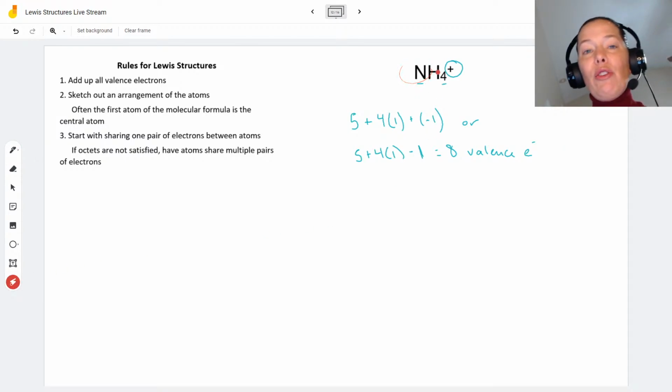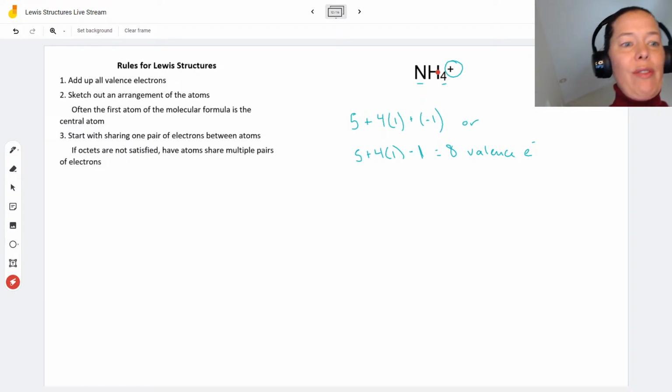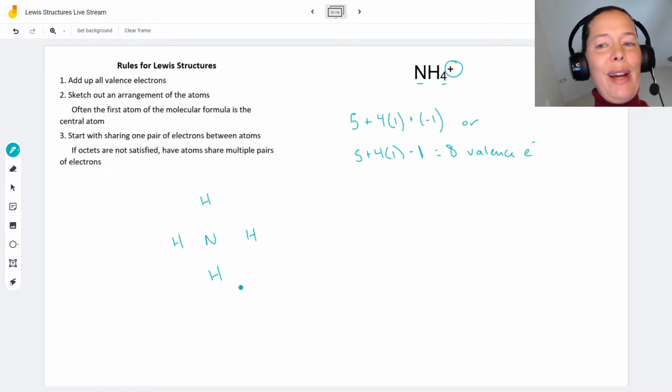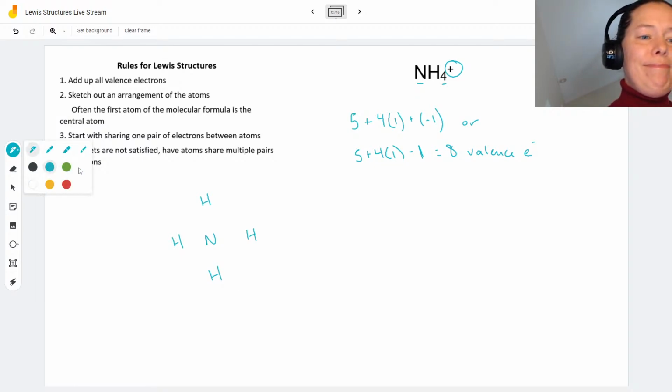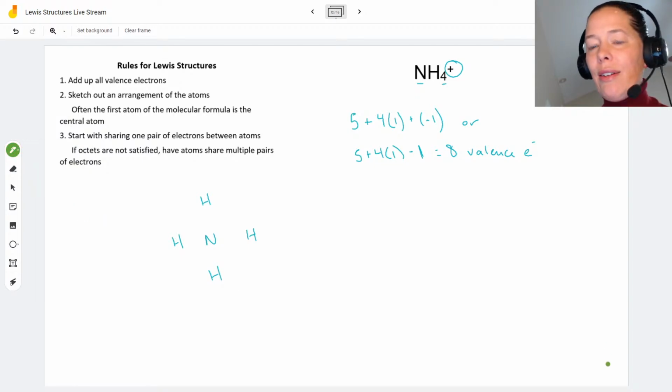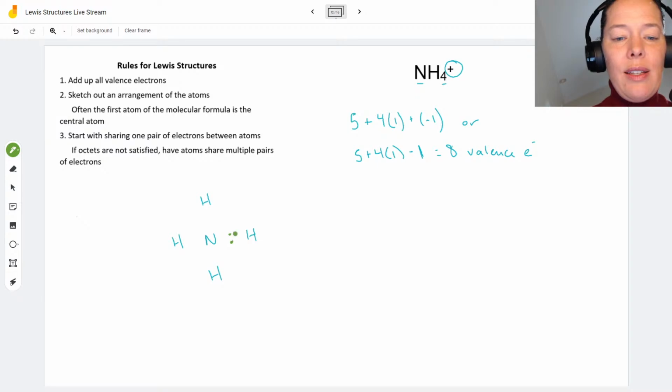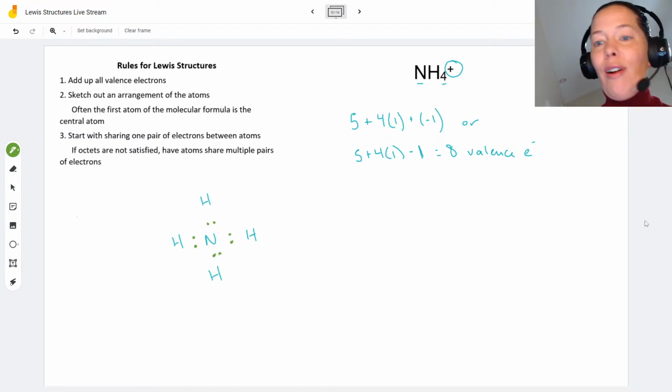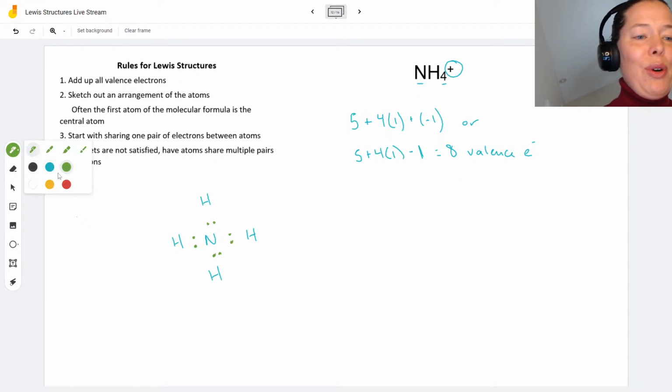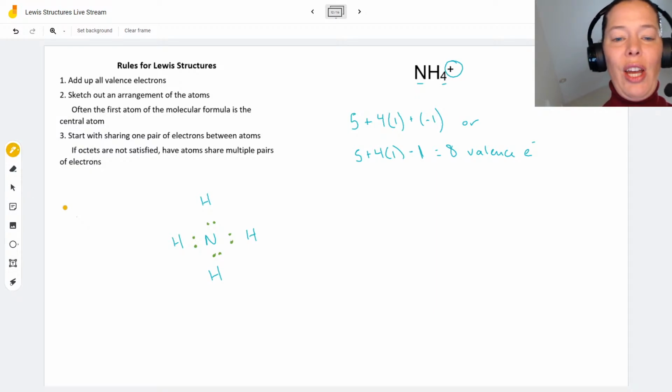Again, I'm going to put nitrogen as my central atom because it's written first. So we have nitrogen and we have 4 hydrogen atoms around here. All right. Let's start putting pairs in. So you probably already see where this is going. Those are my 8 valence electrons. I have no more. So I'm going to check octets.